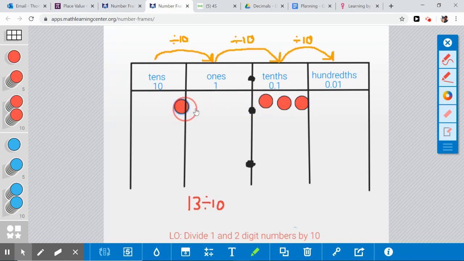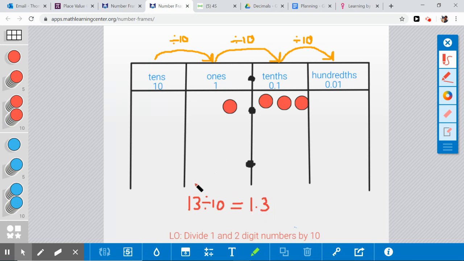And let's move this one over here. So my answer now is 1, because I've got 1 in the ones column, decimal point, and then I've got 3/10. So my answer is 1.3.